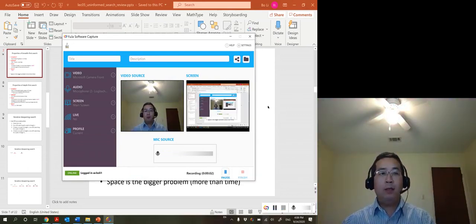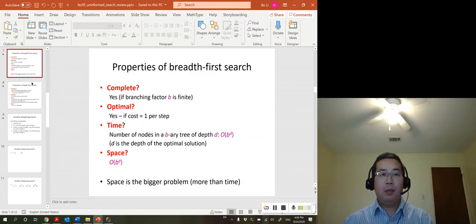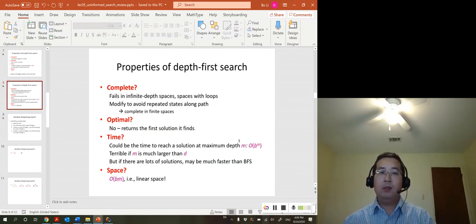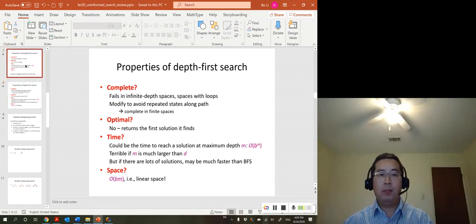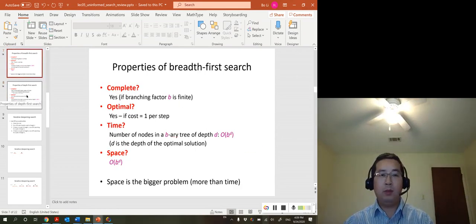Good afternoon, everyone. This week we continue with uninformed search. We already finished breadth first search and depth first search last week. It will also be required for your project, so you need to select one to implement. And we also have analysis on these two algorithms.